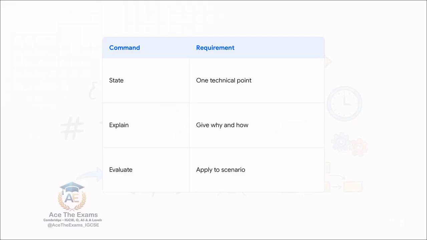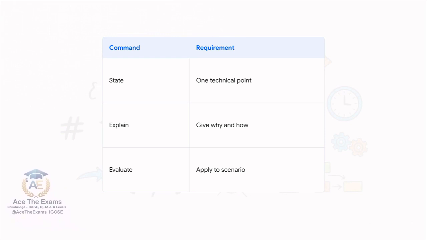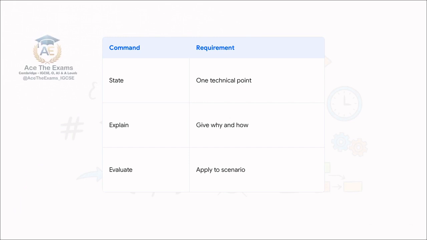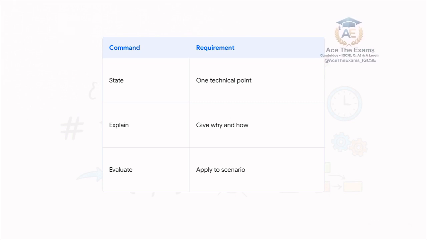Now, what's really fascinating here is that examiners actually use a highly specific, almost secret language designed to test your precision. Command words like state, explain, and evaluate are basically cheat codes for your response. If a prompt says state, they just want one distinct, concise, technical point. If it asks you to explain, you've got to dive into the underlying mechanism, give them the why and the how. And for evaluate, your answer absolutely must tie directly back to the specific real-world scenario.